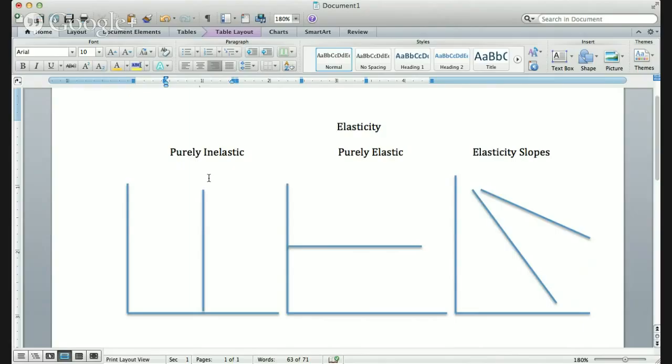Of course, there are long-term effects, because now it affects their pricing in the market of the finished product, and that will affect the demand for the finished product, which may eventually, in the long run, affect our elasticity of demand. But we want to focus on the short term, keep it simple here. So purely inelastic is vertical, purely elastic is horizontal, and then we have elasticity slopes.